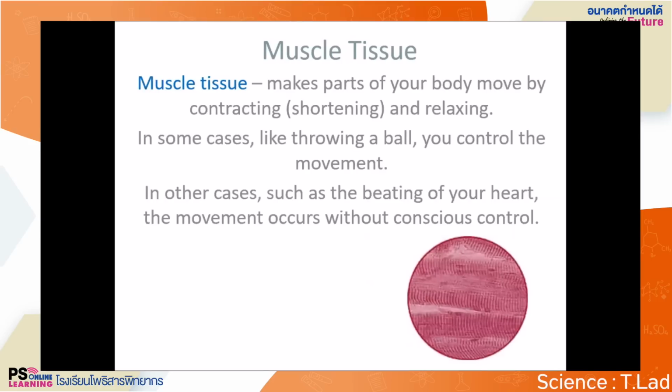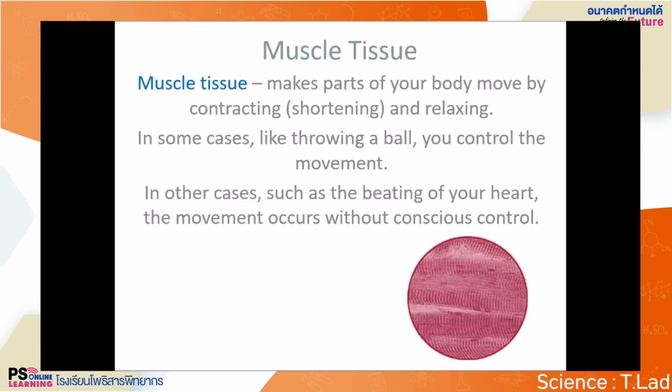Next is muscle tissue. So muscle tissue makes parts of your body move by contracting and relaxing. When they contract and relax, we are able to move our body parts. In some cases, like throwing a ball, walking, writing, you can control the movement.